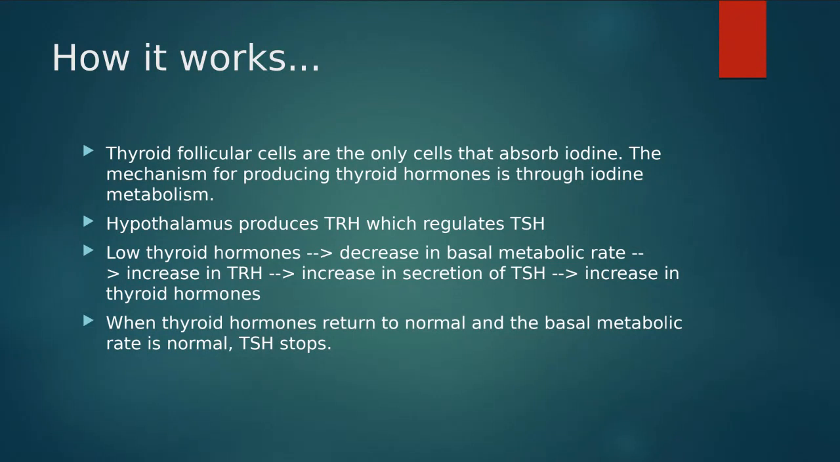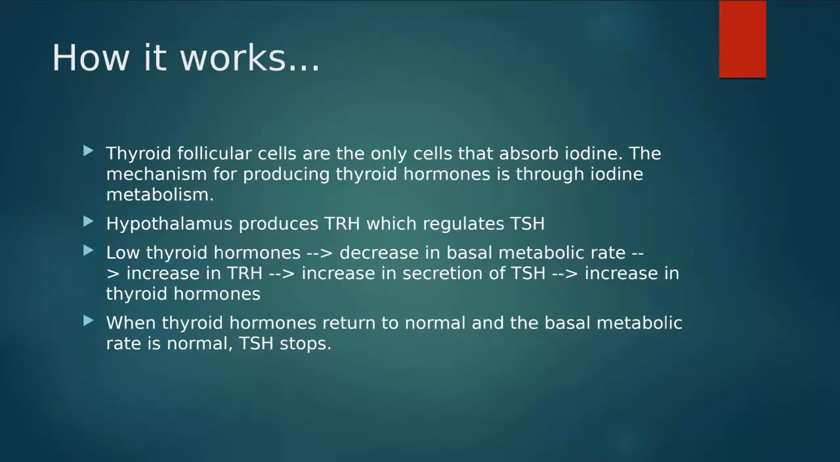Now, when we have thyroid hormones return to normal and our metabolism is going to return to normal, then our TSH will stop. So basically, our body is constantly saying, do I have enough of this? If not, okay, let's start the process of upping that hormone. So say we have, let's go back to our third bullet point here, a low level of thyroid hormones. That means our body's metabolism is going to slow way down.